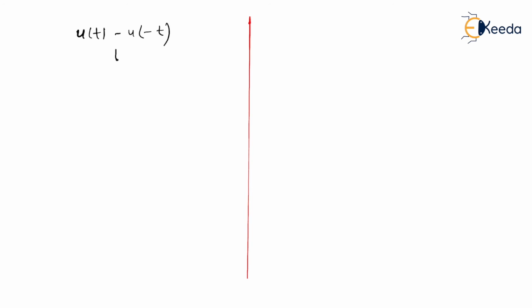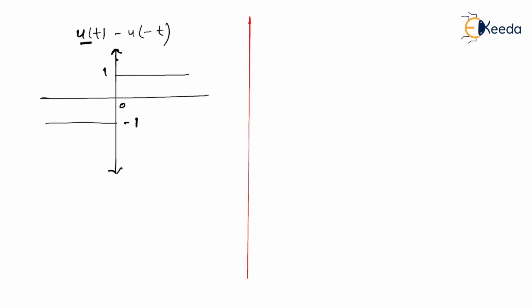Let me try to draw this signal. First of all, we think about u of t. You know how to draw u of t; we draw it like this. And how to draw minus u of minus t? Obviously this type of signal will come here. We have minus 1 here. Now the resultant signal is what we call a signum function. This type of signal is known as the signum function, a function of time.